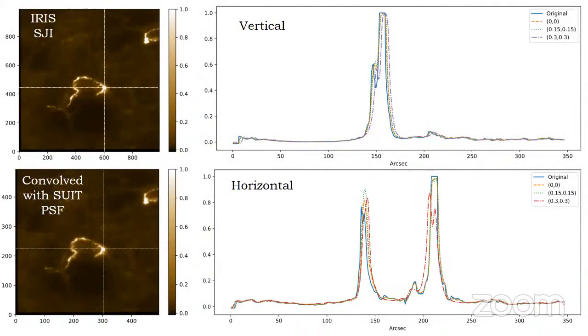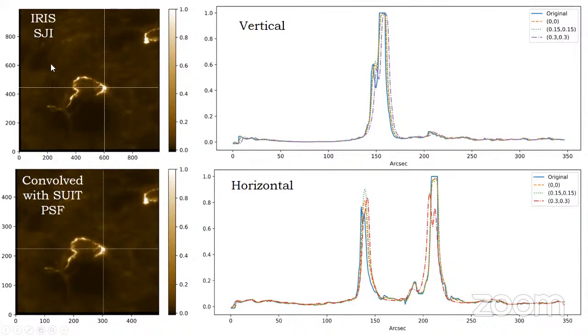The next thing is we are trying to see how well SUIT can observe various things. So essentially, we took various existing IRIS SJI observations and convolved them with the SUIT PSF. On the top panel, you can see an X-class flare happening in IRIS SJI, and in the bottom panel, the same thing, convolved and rebinned to SUIT plate scale. If you take these two lines, the horizontal and vertical line, I again show the normalized intensity variation along that line. So in both of these figures, this is the vertical and this is the horizontal.